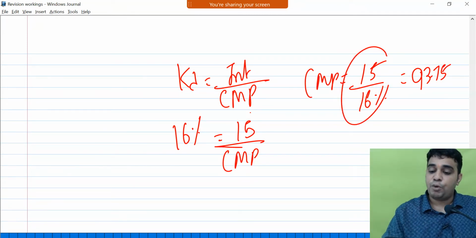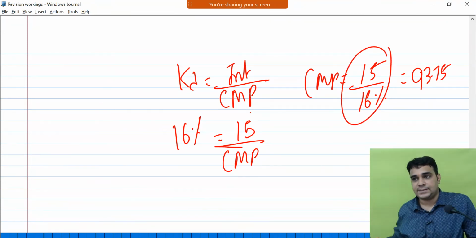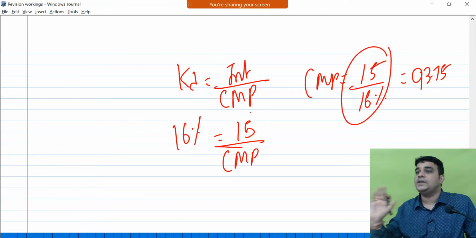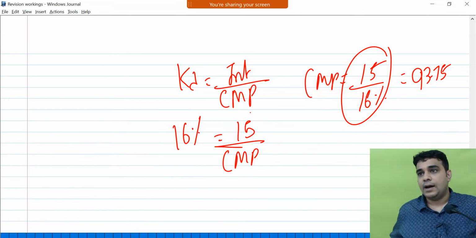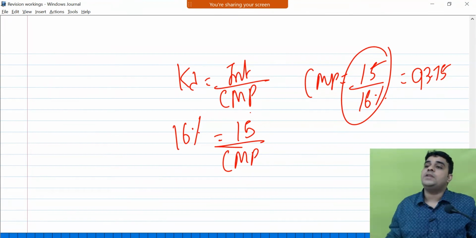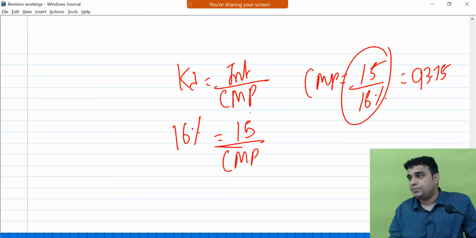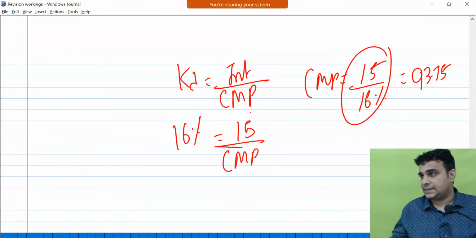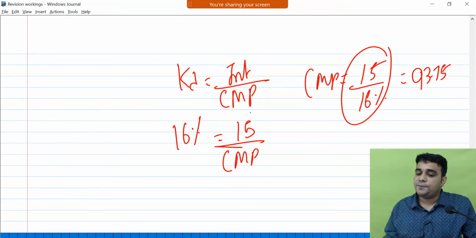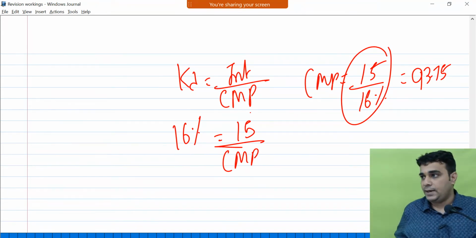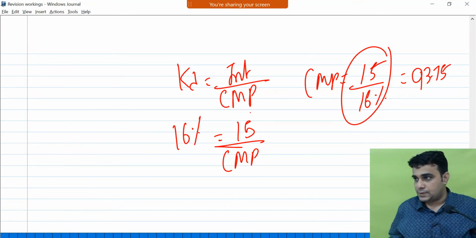In a scenario where both were 16, you are paying what the investor wants, he will give you 100 rupees. In a scenario where you pay more than 16, if you are paying 18 and people want 16%, then 18 by 16%, you will get an answer. So here 15 by 16% is 93.75. Clear? Any doubts on this?